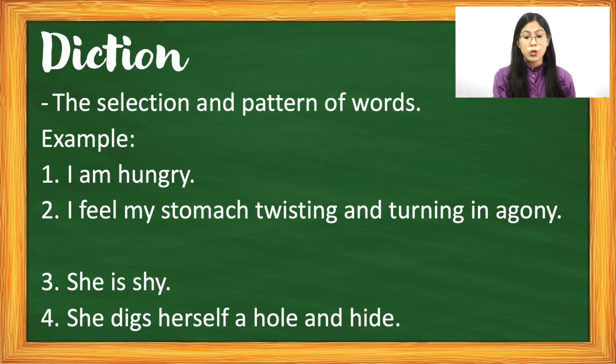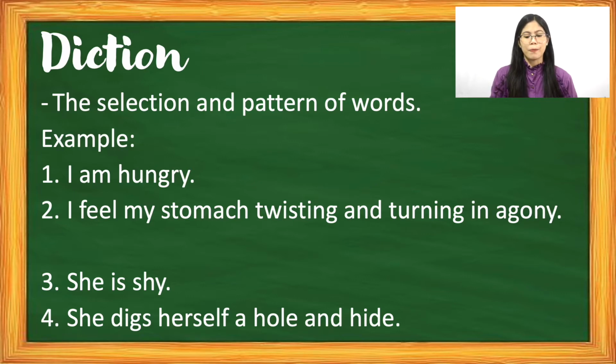But try to observe the second sentence. "I feel my stomach twisting and turning in agony." As you can see here, the meaning is the same with the first sentence. But here, through the writer's diction or choice of words, the sentence became better. It is more catchy than the first sentence.